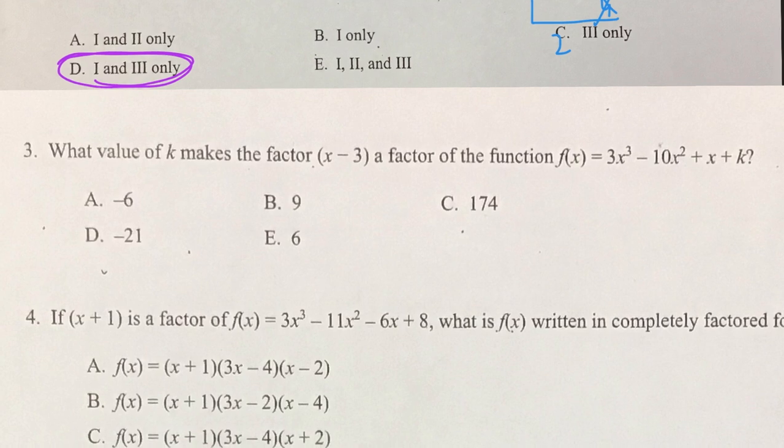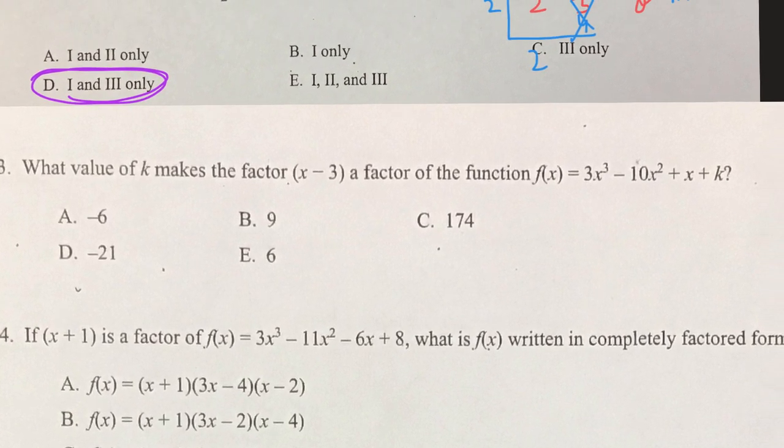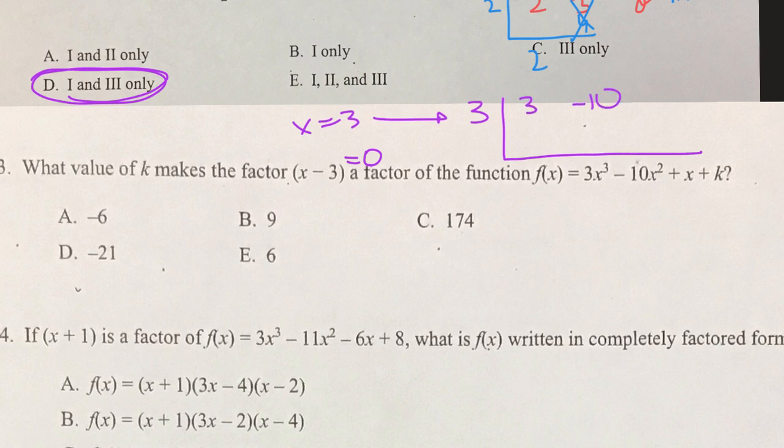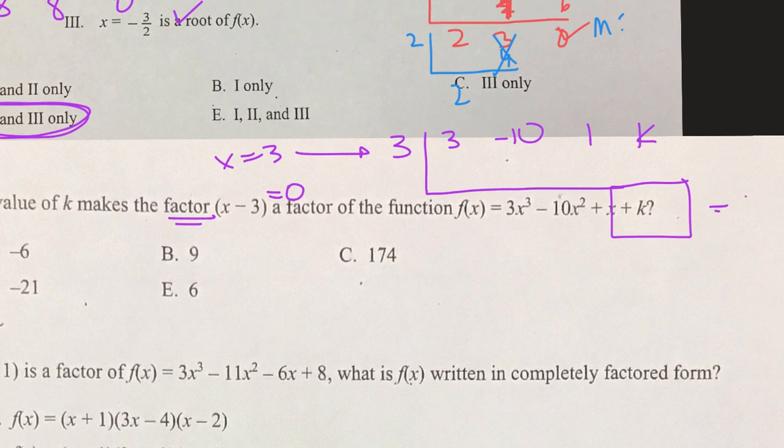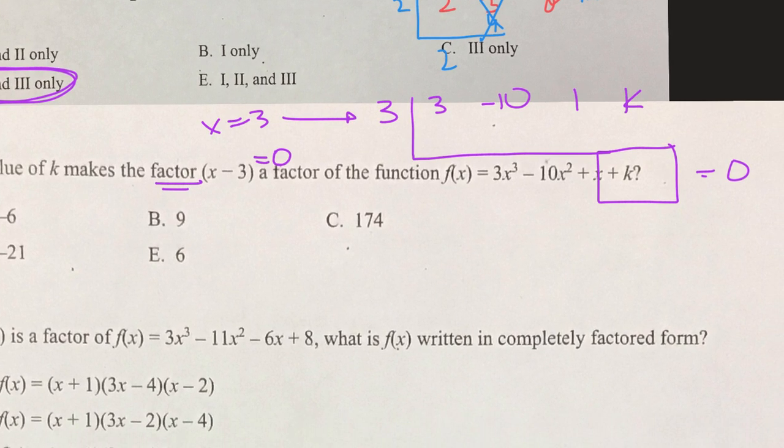Okay, number 3, here we have some algebra thrown in, so we're going to once again do synthetic division with a 3 on the outside, right, because x minus 3 equals 0. So x equals 3 becomes your divisor. So we have a 3, we have a minus 10, we have a 1x, and we have a k. Okay, and if it's a factor, that means our remainder over here should be equal to 0.